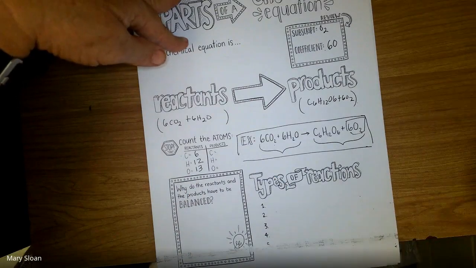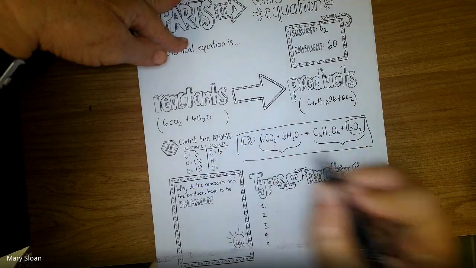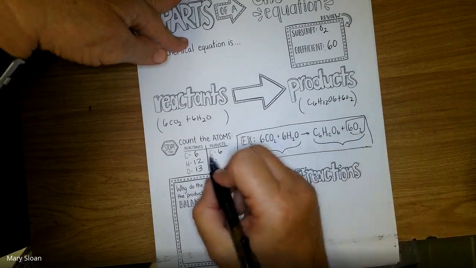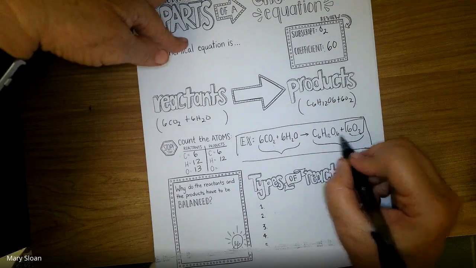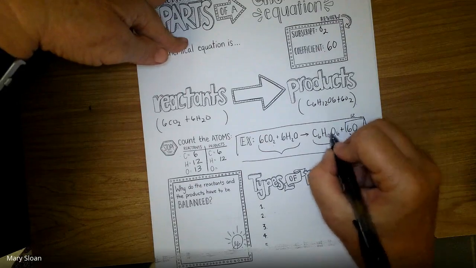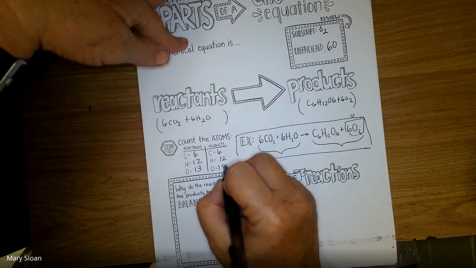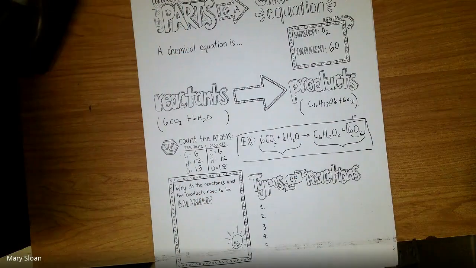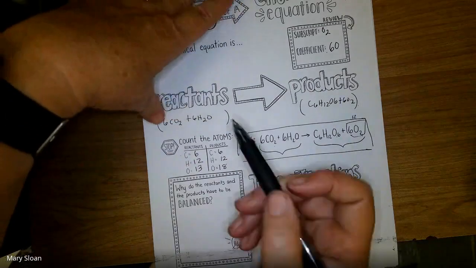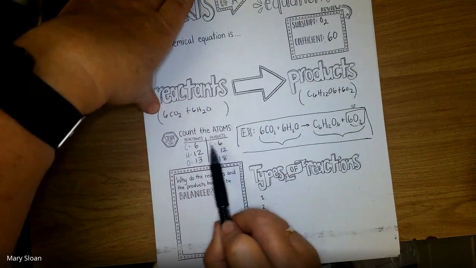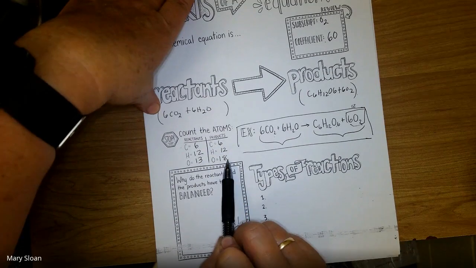Now I'm going to go to the right-hand side. Carbon, I have 6. Hydrogen, I have 12. Oxygen, I have 6. 6 times 2 is 12 plus 6, right? That's 18. Is this a balanced equation? No, it is not. The reason why it's not balanced is the carbons are fine, the hydrogens are fine, but the oxygens are not. Right, guys?